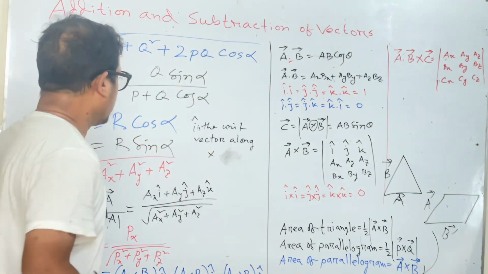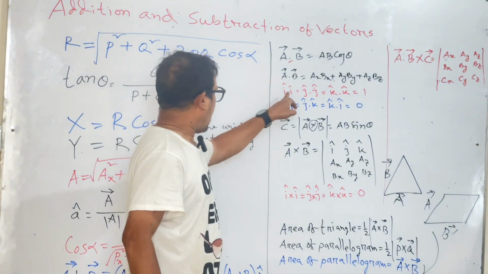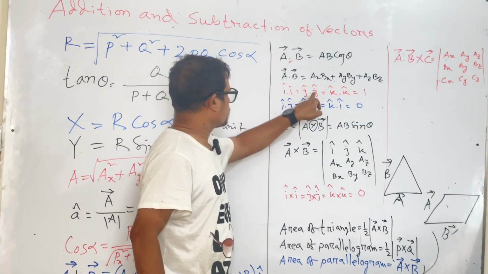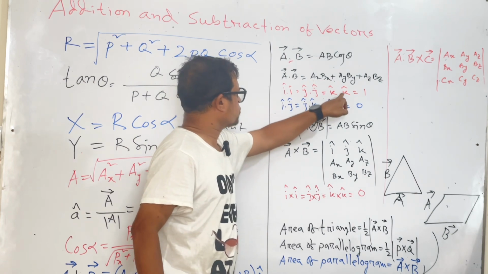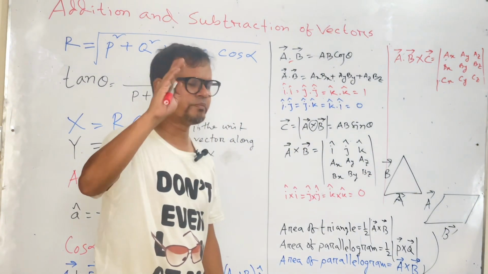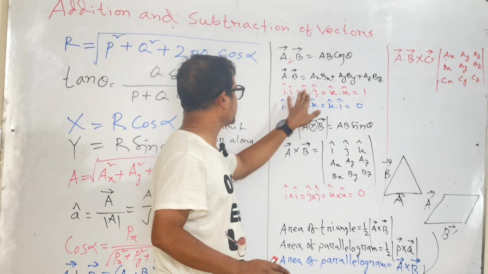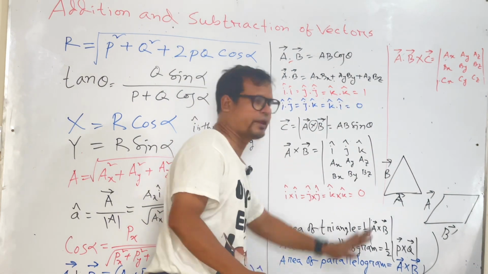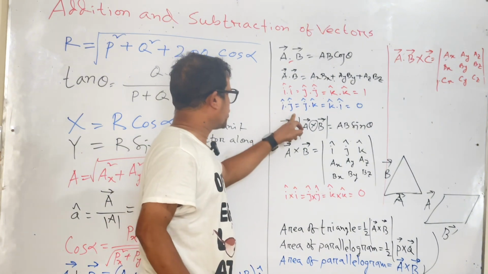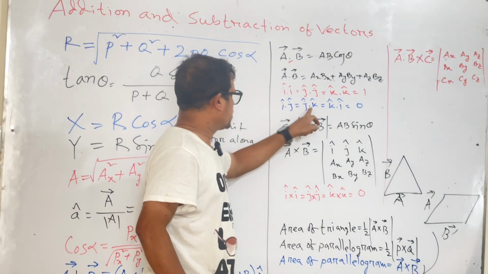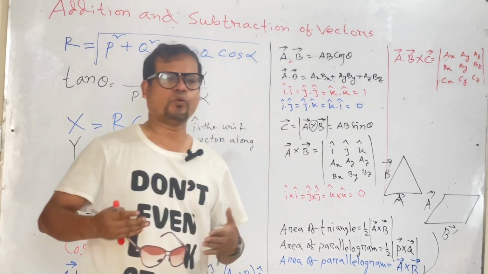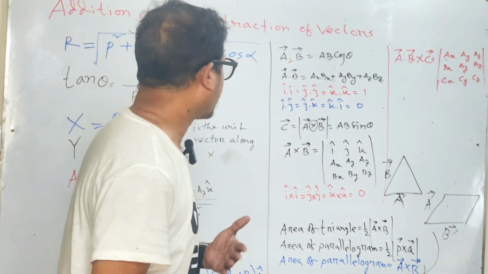Now, i unit vector dot i unit vector equals j dot j equals k unit vector dot k unit vector equals 1. Just remember this. Again, i dot j equals j dot k equals k dot i equals 0. Why? It has become 1 and 0.